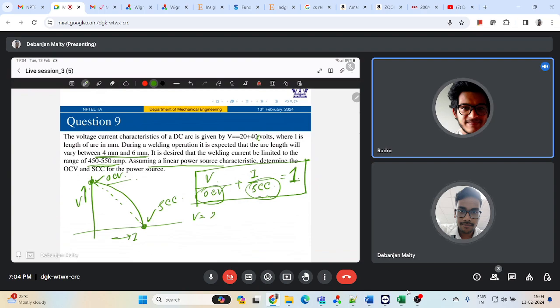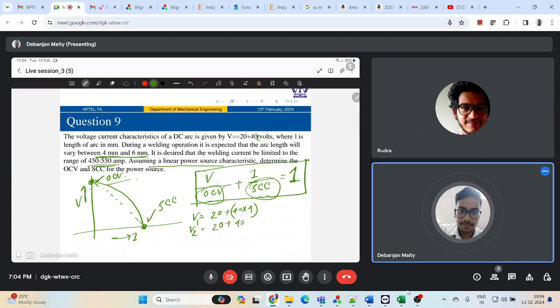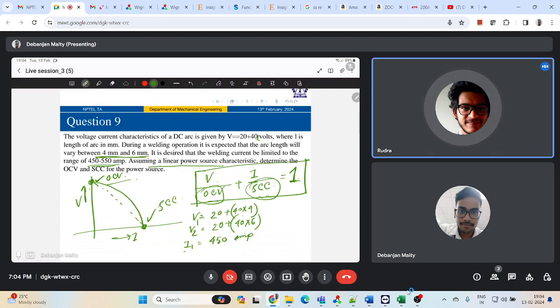So V is 20 plus 14, straightforward. 20 plus 14 plus 4 is V1, and your V2 will be 20 plus 14 times 6. This is V2. Your I1 is 450, and I2 is 550.